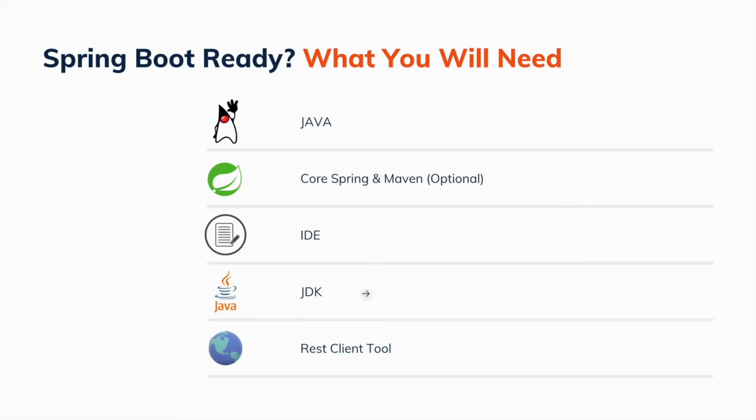You should have the JDK installed on your machine, preferably Java 17 or a newer version. You should also have a REST client tool like Postman installed for testing our REST APIs later on. In this series, I'll use Insomnia. It's a popular free and open source easy to use software.